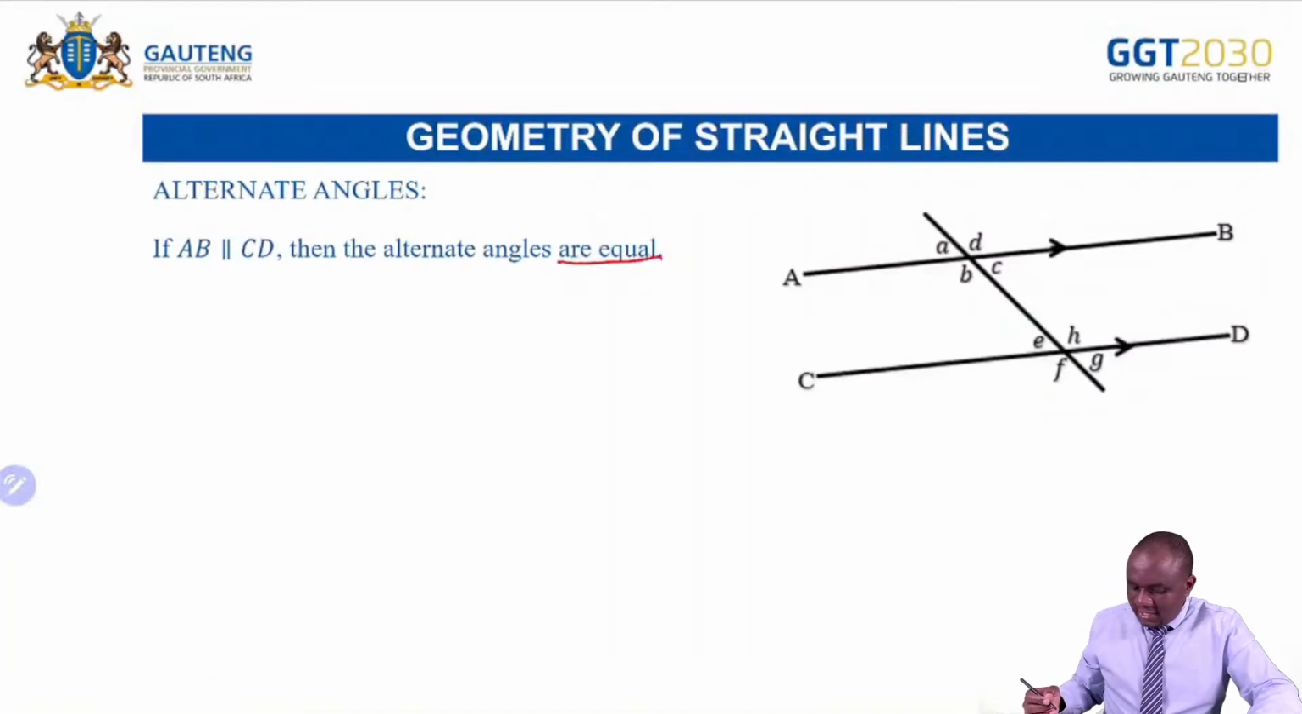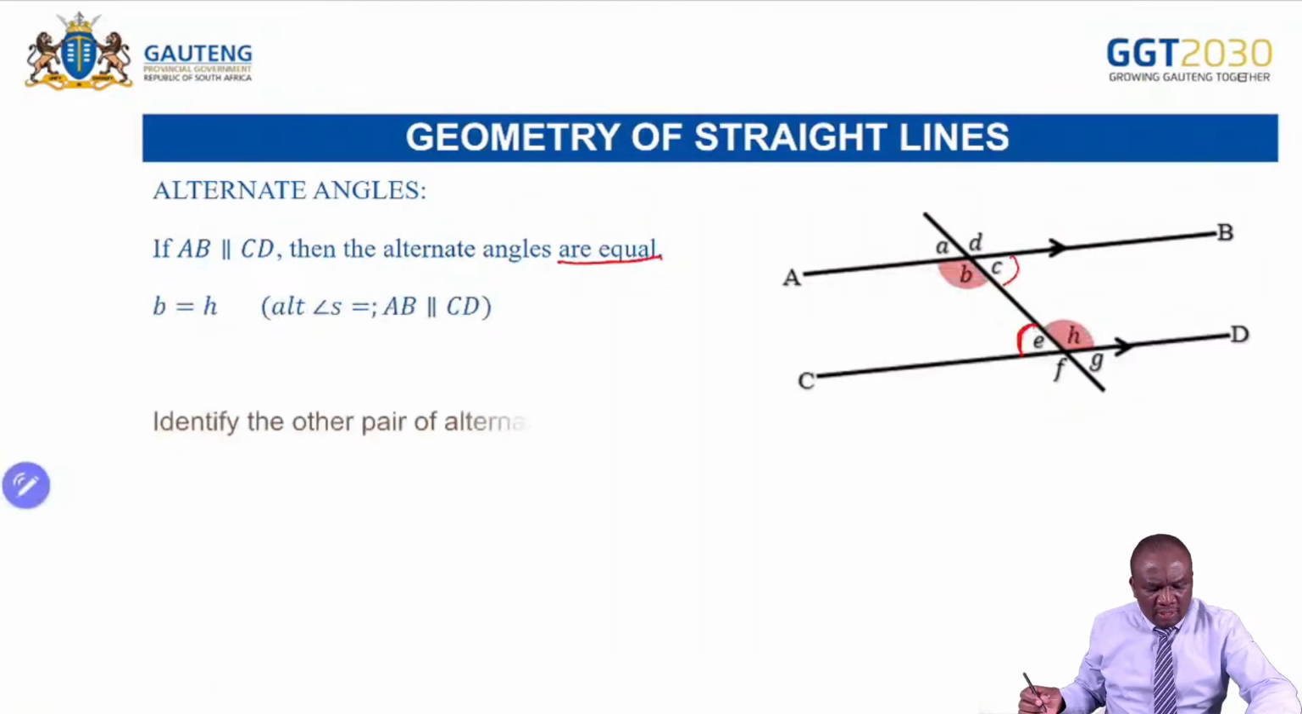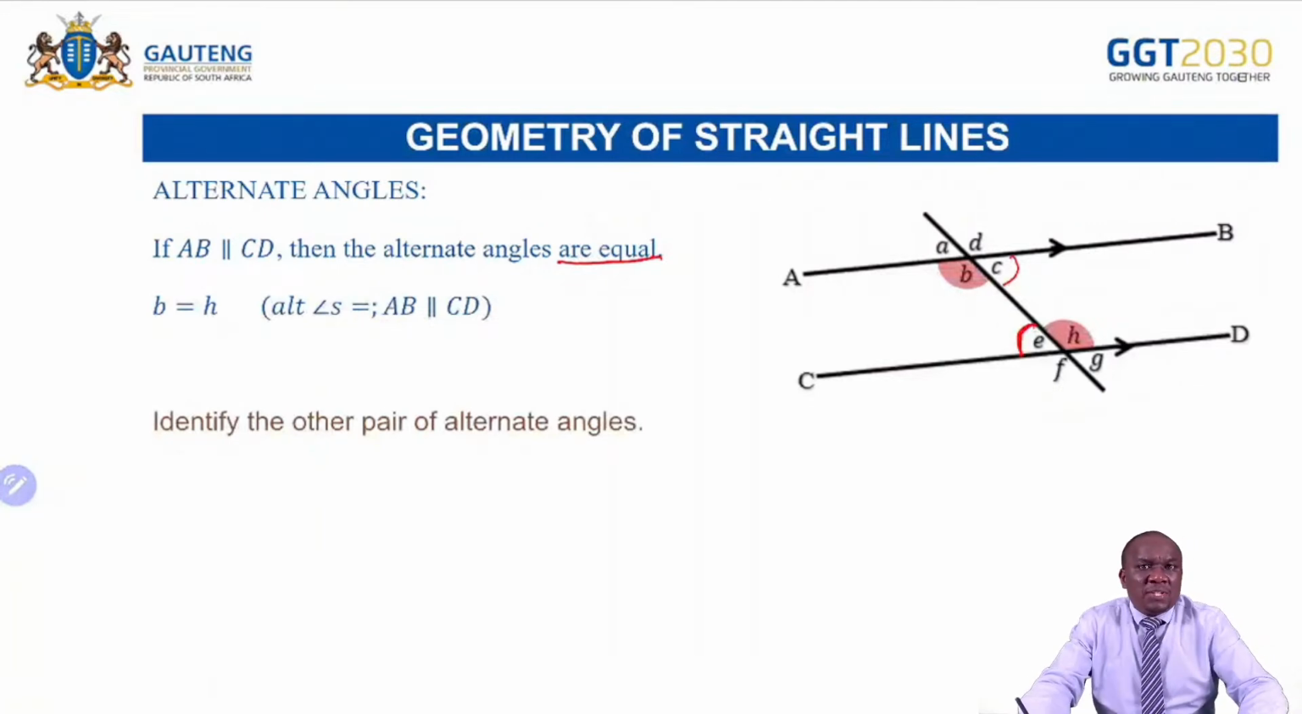Right, welcome back, learners. Let's discuss this. We have angle B and angle H. These are alternate angles. Which other pair? We have angle C and angle E. These are alternate angles. Do you see that? Okay, right. So we have identified the other pair. This is how we identify alternate angles. After this, I'm going to give you an activity. Let's go to co-interior angles.